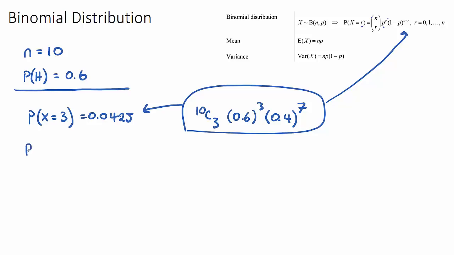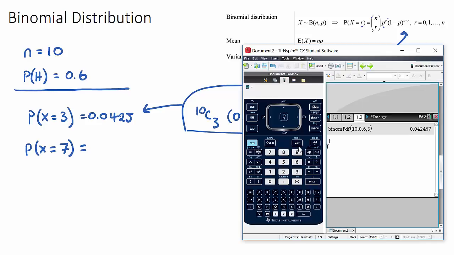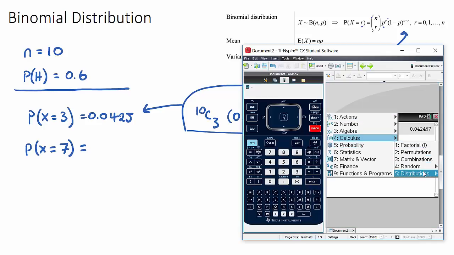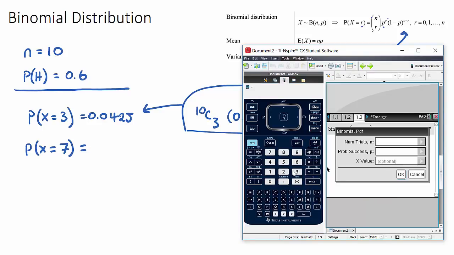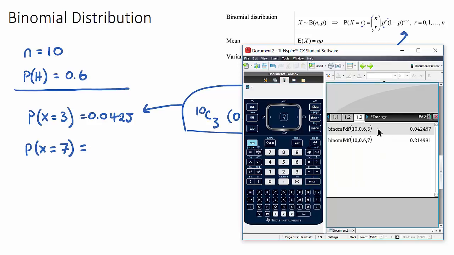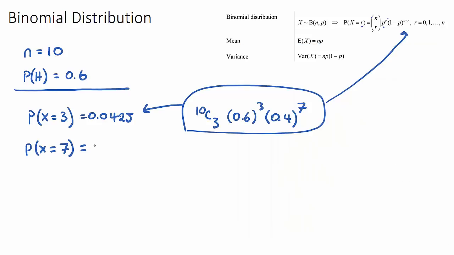Okay, so if we said the probability that x is equal to, let's say, 7, we can use our calculator again, and what we're going to get is probably a higher probability, because if we have a probability of getting a head as 0.6 and we have 10 trials, getting 3 heads would be pretty unlucky, but getting 7 would be more likely. So if we were to do the same step, I would assume we'd get a slightly higher probability. So let's go to distributions, Binomial Pdf. We have 10, 0.6, and we have 7, and we have 0.215 this time.